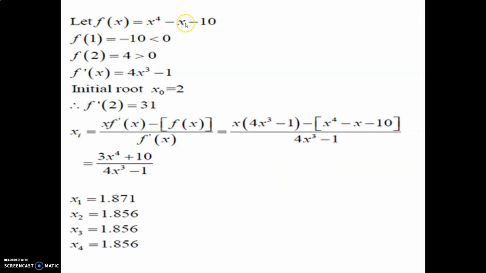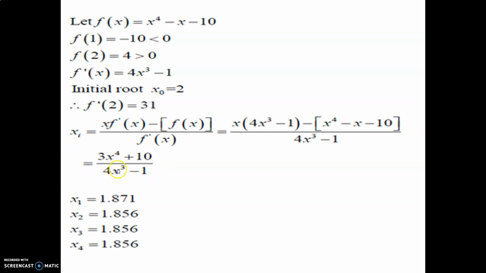Now f of x is x raised to 4 minus x minus 10 is given. We have to find the root of such an equation using the Newton-Raphson method. f of 1 is minus 10, less than 0, f of 2 is 4, greater than 0. f dash of x is 4x cube minus 1. Initial root x0 is equal to 2, f dash of 2 is 31. So xi plus 1 is xi minus f of xi upon f dash of xi. We have to put the values in the equation: x minus x raised to 4 minus x minus 10 upon 4x cube minus 1. So 3x raised to 4 plus 10 upon 4x cube minus 1, it is xi plus 1.